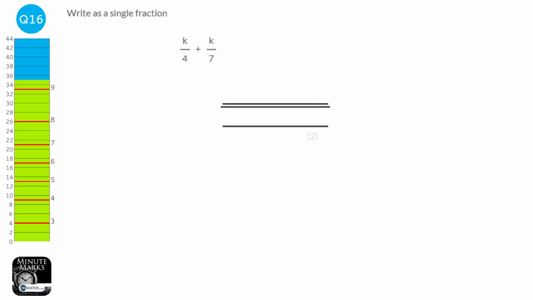So what we're going to do is multiply the left-hand fraction by 7. So we're going to times the k by 7, which will give us 7k. And we're going to times the 4 by 7, which will give us 28. And we're going to times the right-hand fraction by 4, which will give us 4k at the top. And it will also give us 28 as the denominator.